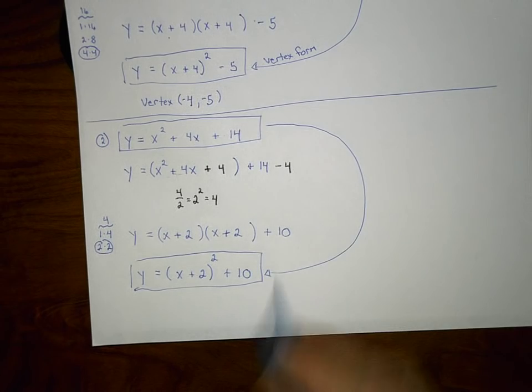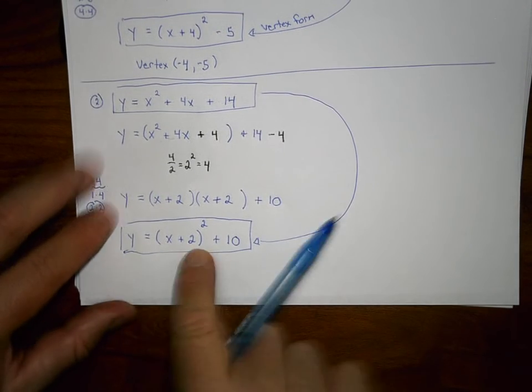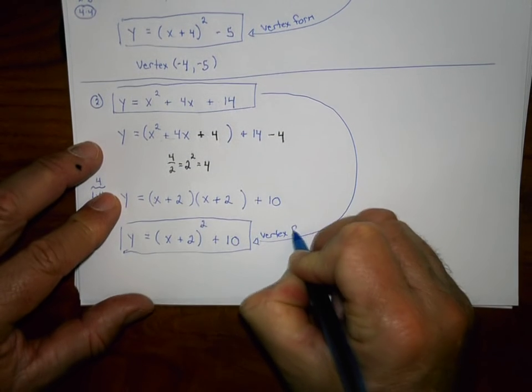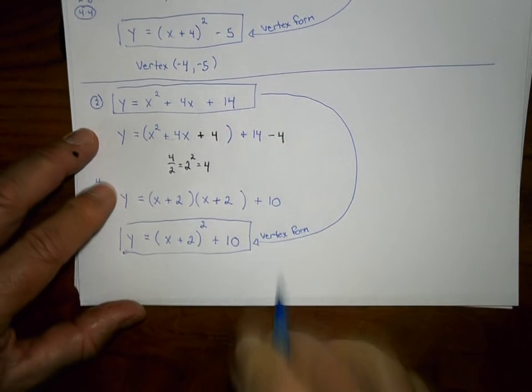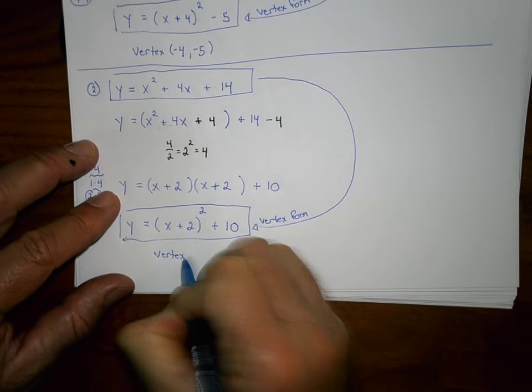This is the process called completing the square. So this equation is in vertex form. Okay? Now, why do we put things in vertex form? Well, the answer is because now I know exactly where the vertex is.